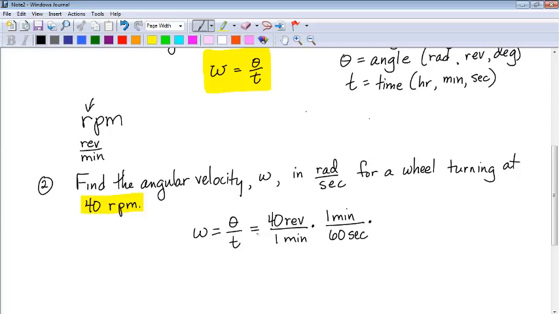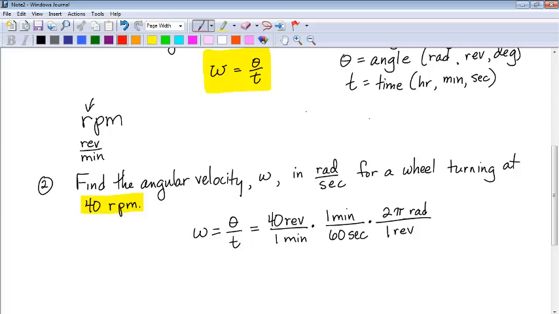We want the revolutions to divide out because we want it in radians. So to get the revolutions to divide out, put that in the denominator: 1 revolution. And remember what we did yesterday: 1 revolution all the way around once is how many radians? 2 pi. So 2 pi, and that's in radians. Write down the units. And now you've got it all.